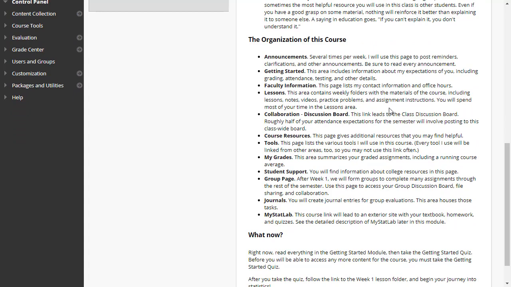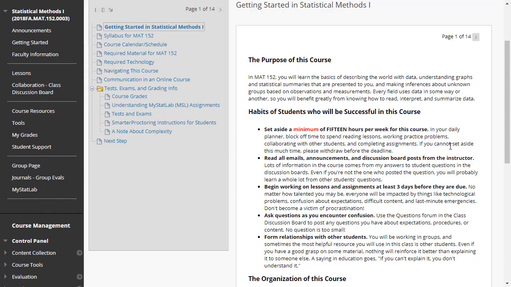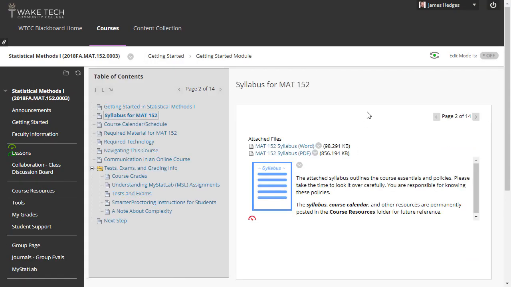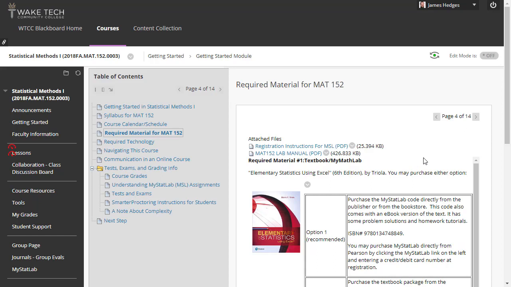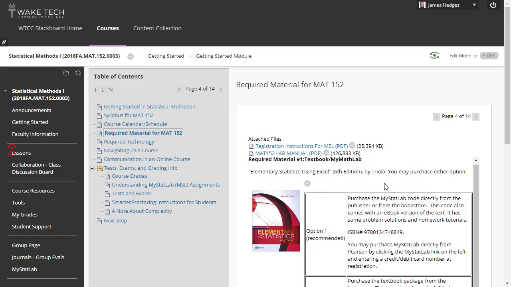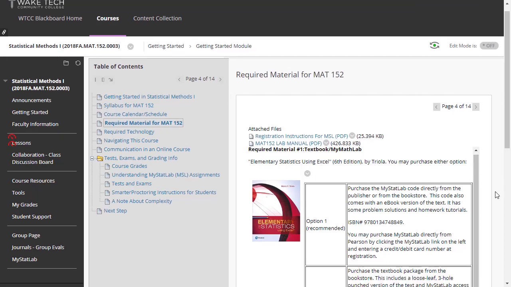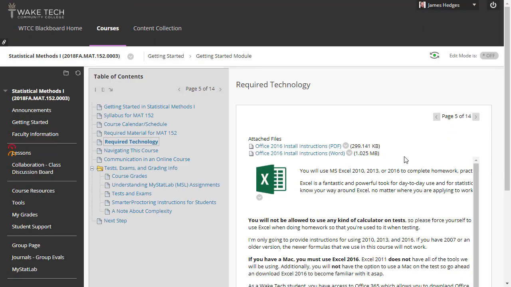It also gives a detailed explanation of each of the links in the navigation. Since it's structured as a learning module, students see one page at a time and click forward to go from page to page. Next, we have the syllabus, which is provided as a PDF and a Word document, the calendar, a description of the learning materials which are required, which includes in this case a textbook and a lab manual, details about how to obtain the required technology for this class, which is primarily Excel.